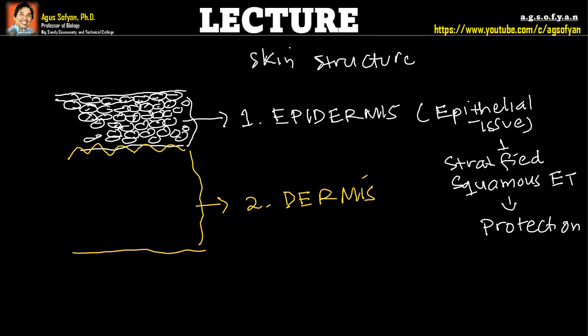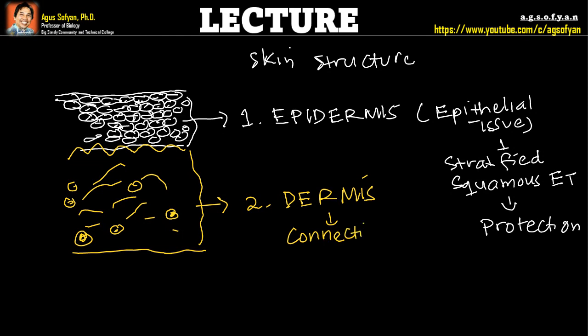Okay. Dermis mostly consists of connective tissue. Okay, remember connective tissue consists of cell and matrix. So this is connective tissue. Okay. The main type of connective tissue in the dermis is areolar connective tissue, which is a type of loose connective tissue.